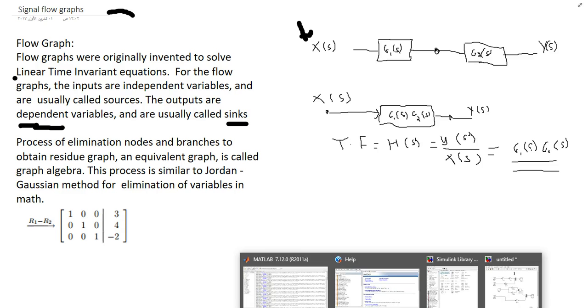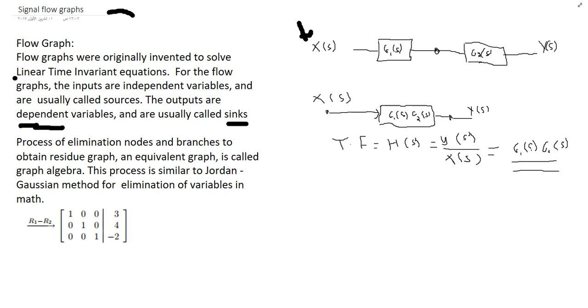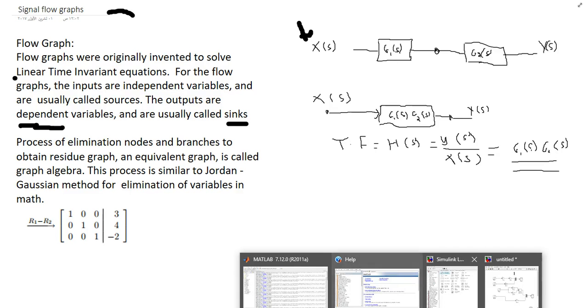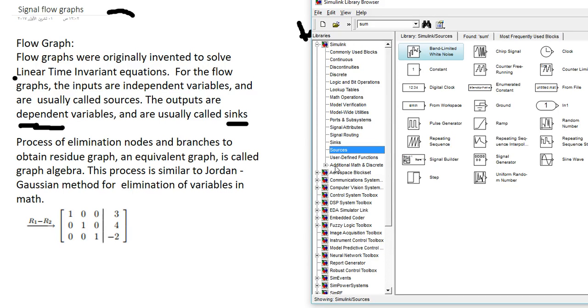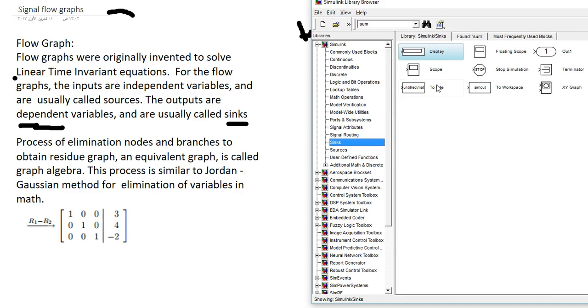So if we go to MATLAB again, we go to sinks. We have the scope as a sink, output as a sink, and the XY graph is a sink. All of these are sinks. Even if you write to a file, that is a sink. It's called untitled.mat. Okay.